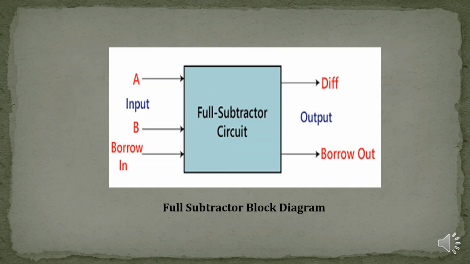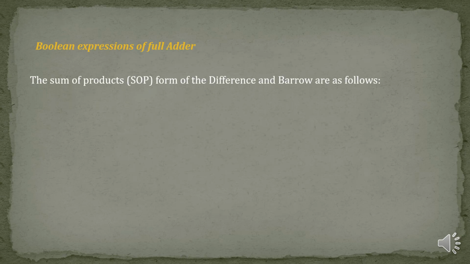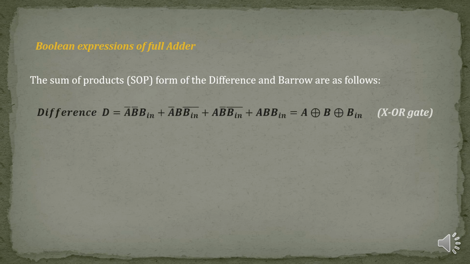In this block diagram, we have three inputs A, B, and borrow in, and two outputs, difference and borrow out. Boolean expression of full subtractor. In the sum of products (SOP) form, the difference and borrow are as follows.